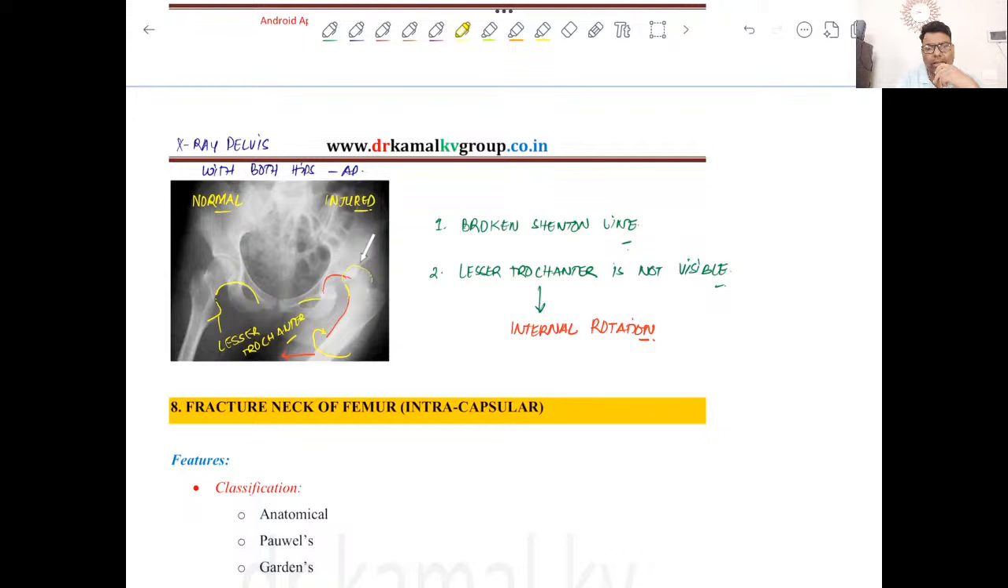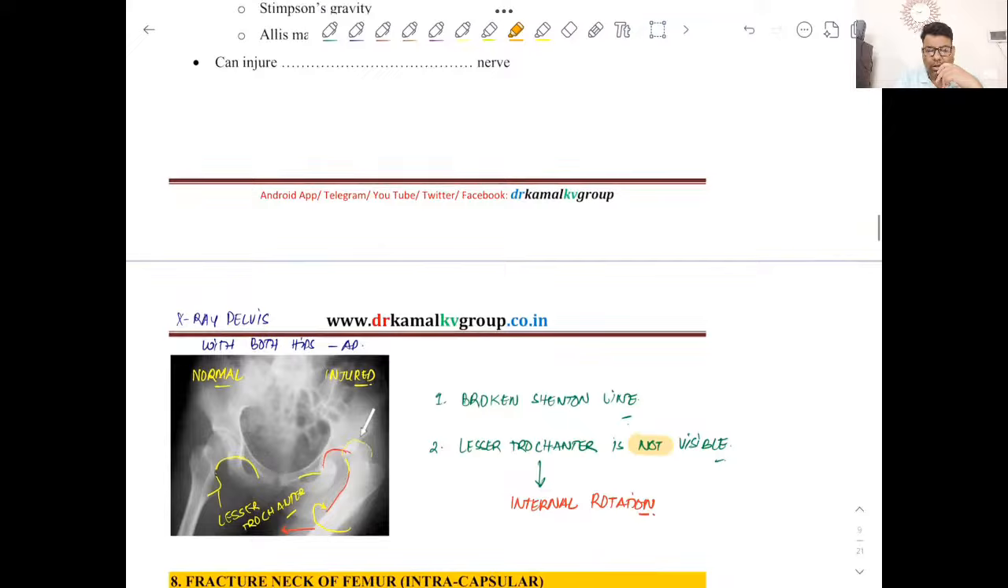So it is clearly a dislocation, right? Obviously this is a dislocation, and since the lesser trochanter is not clearly seen on the X-ray, it is more indicative of posterior hip dislocation, right? So this one is quite indicative of posterior hip dislocation.